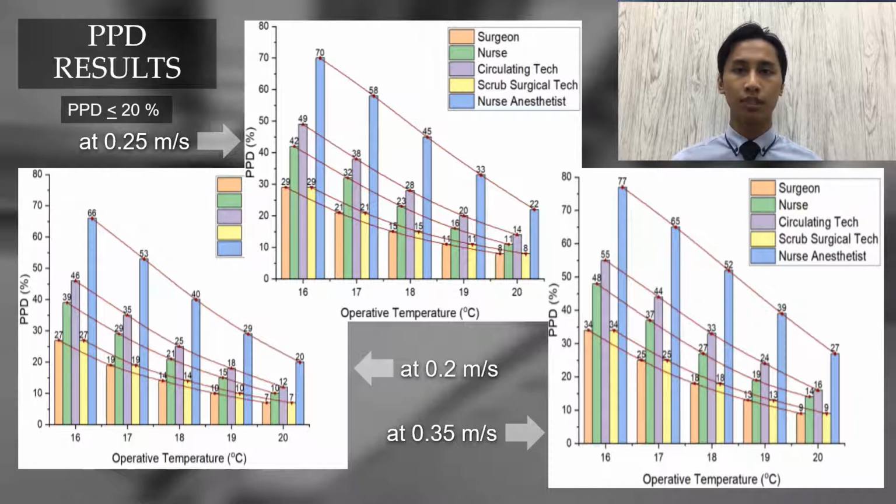Hence, most of the surgical workers are dissatisfied when using temperature below 19 degrees. Therefore, the appropriate design of the surgery room to be implemented is Design 2, having conditions above 19 degrees Celsius at 0.2 or 0.35 meter per second.